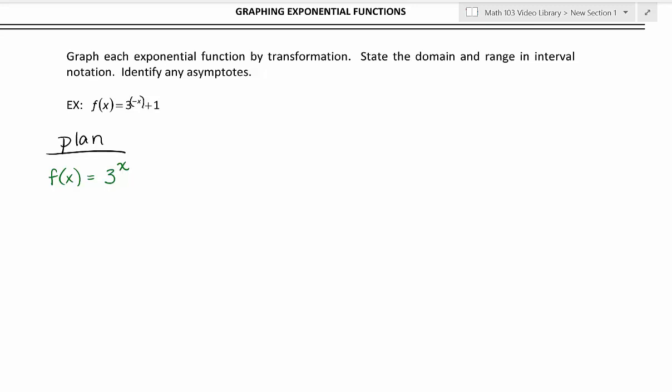And now we start looking for our transformations in order. We always start with the inside of the function. There's only one thing happening inside our function other than the x, and that's a negative. Multiplication by negative on the inside of a function tells us that there's going to be a reflection about the y-axis.